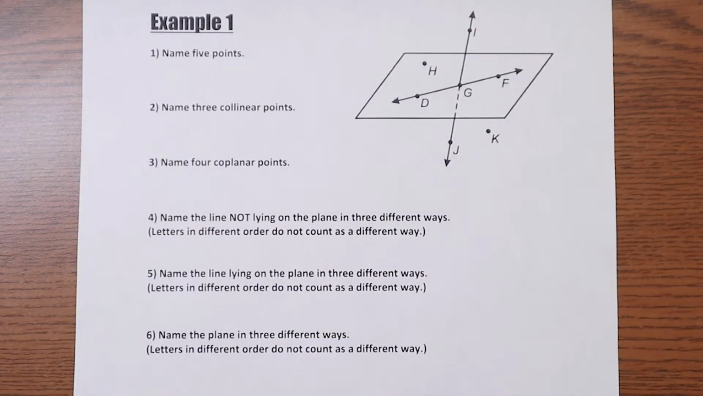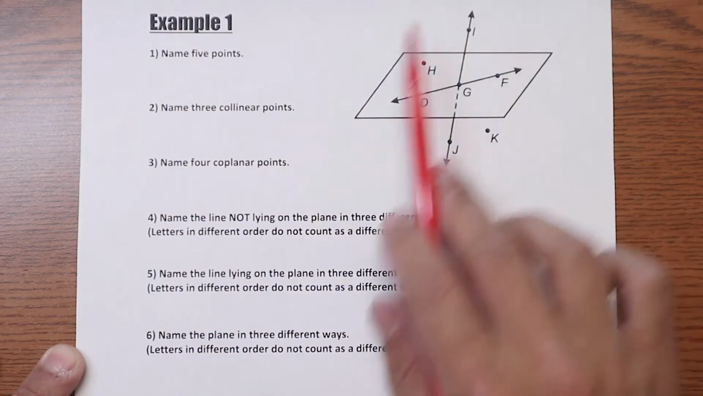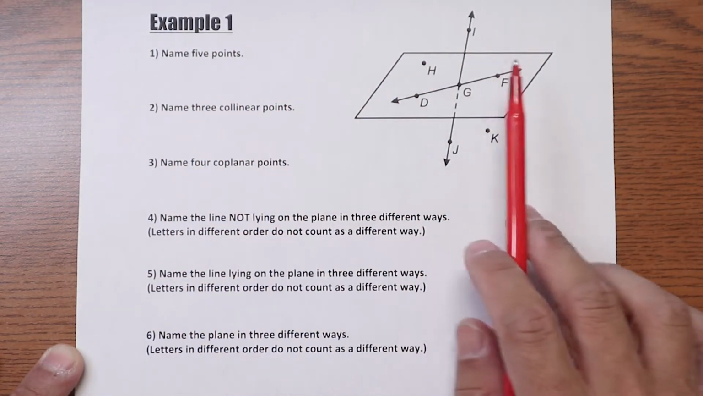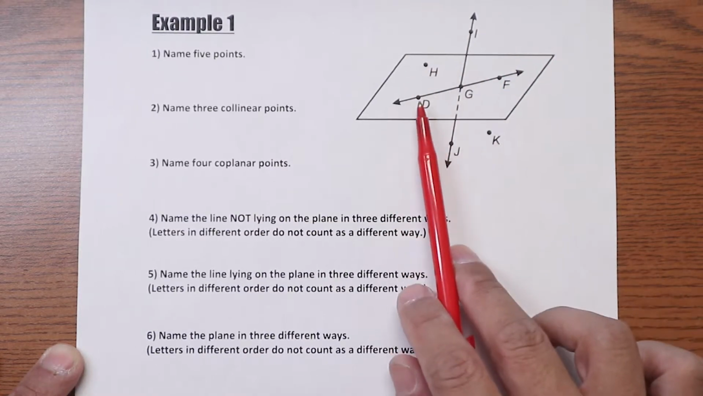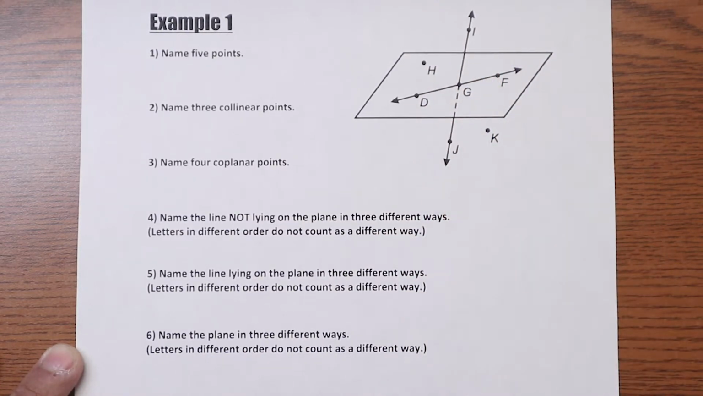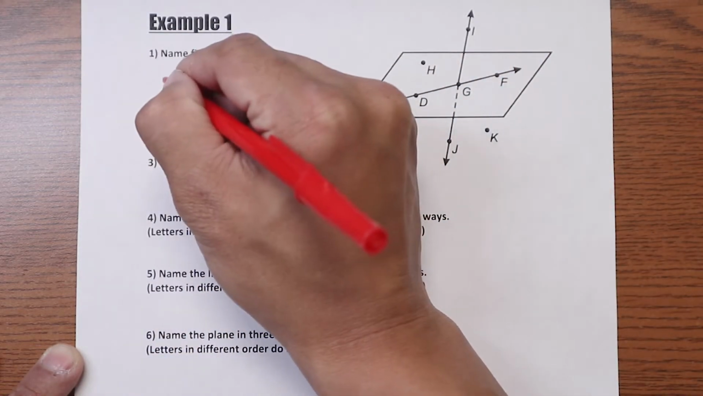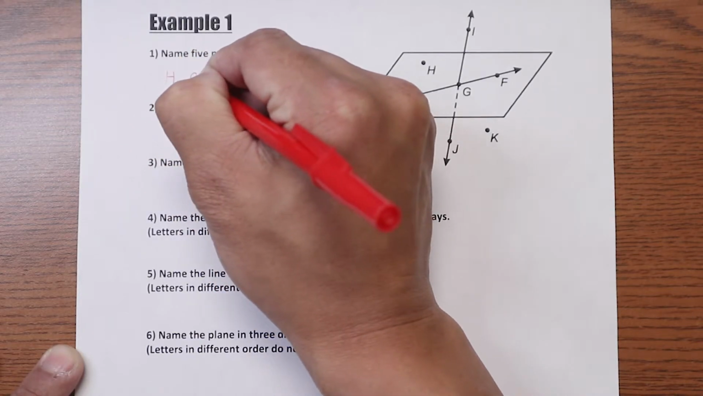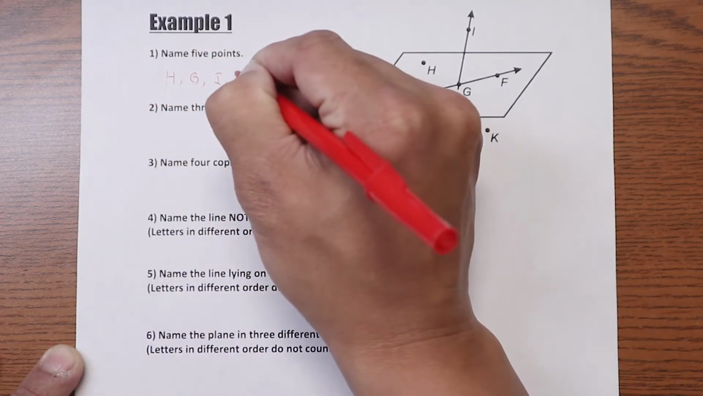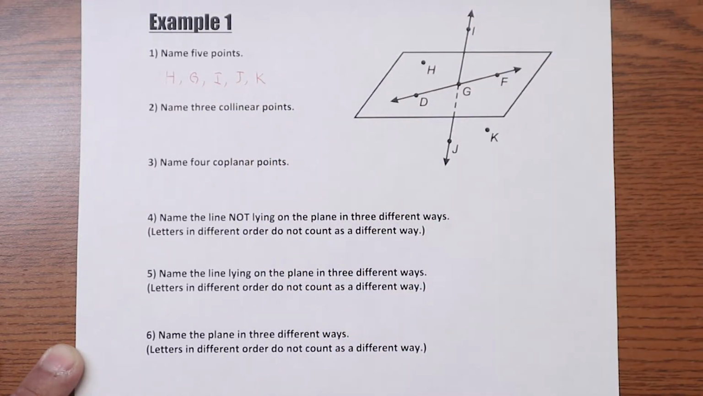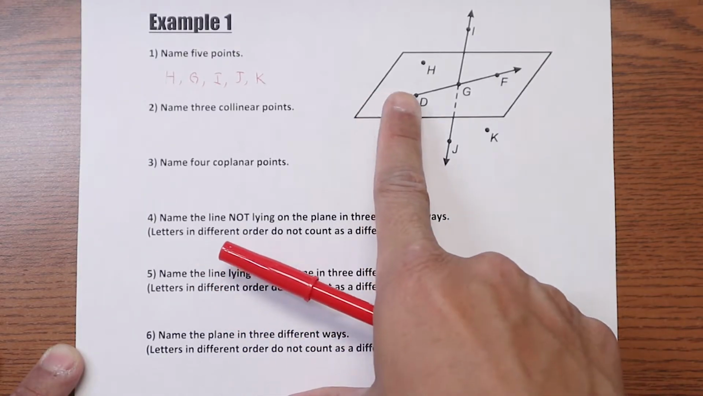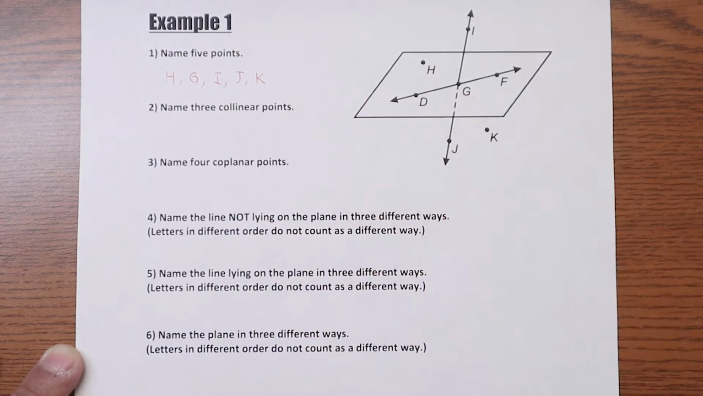So let's take a look at example 1 to kind of practice on how to write things in notations. In example 1, number 1, with this diagram, it asks you to name 5 points. Now, there's a lot of points in this diagram. I see there's H, D, G, F, I, J, K. And all you have to name are just any of the 5 points. So I'm just going to pick 5 letters and separate them with comma. So you're going to say H, G, I, J, and K. That's it. Now, of course, these are not the only 5 answers. Someone else might have picked D, H, G, J, F, and that's totally fine.